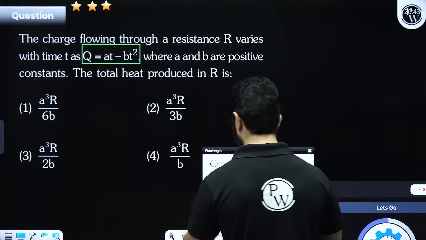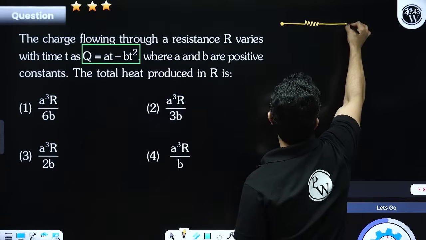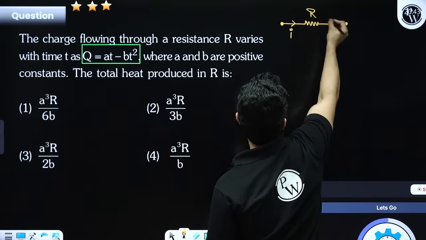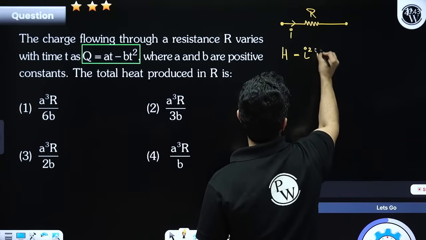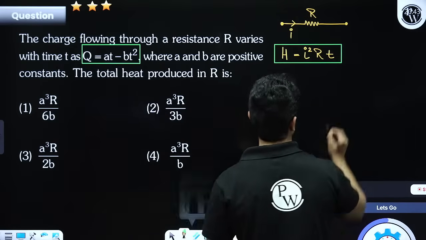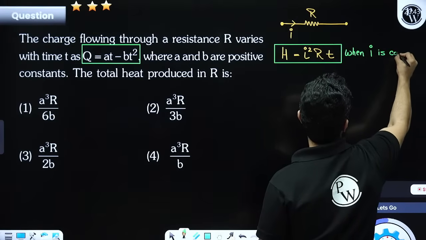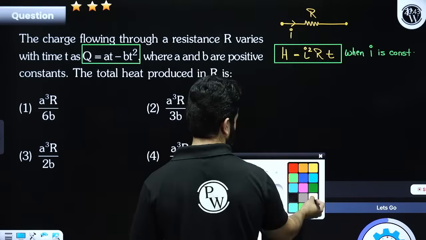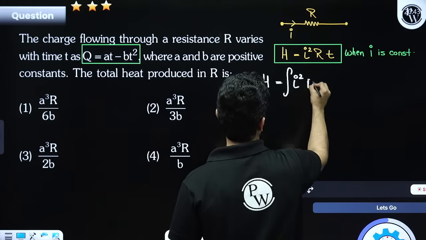So let's say you have got a resistance and some current I is flowing, resistance is R, and let's say for time T. So we know that heat is written as I square RT. But we are going to use this formula when current is constant, right? Right now current is not constant, so we can't use this formula. Instead we are going to use H equals integral of I square R dt.